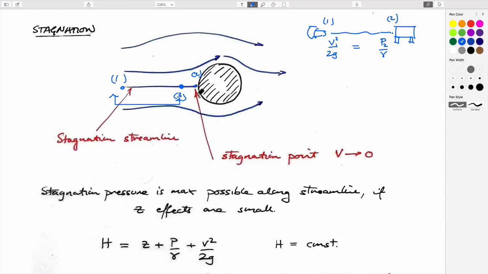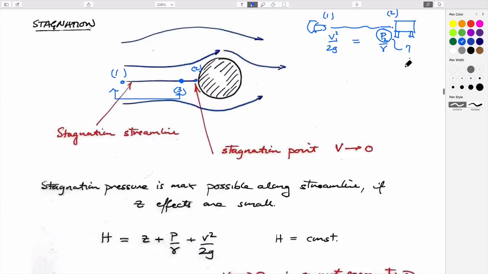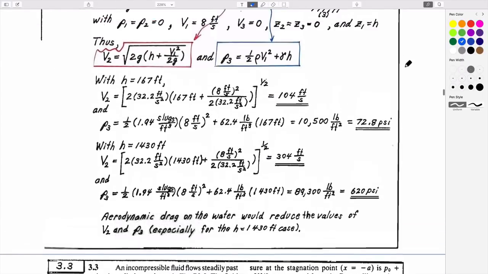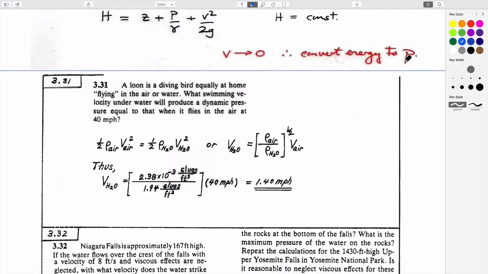What is useful is if we write it at places where we think we have dissimilar conditions, and out of the 6 variables we have, 3 upstream, 3 downstream, we hope that we know 5 of them, and if we know 5 of them, then we can calculate one that we need to know, which in this case was this pressure. A couple of examples, you can see them in previous videos if you want. A loon's diving into the water. What is the pressure on its beak?